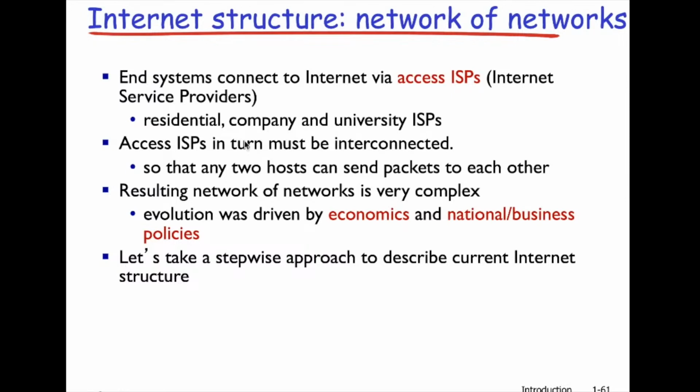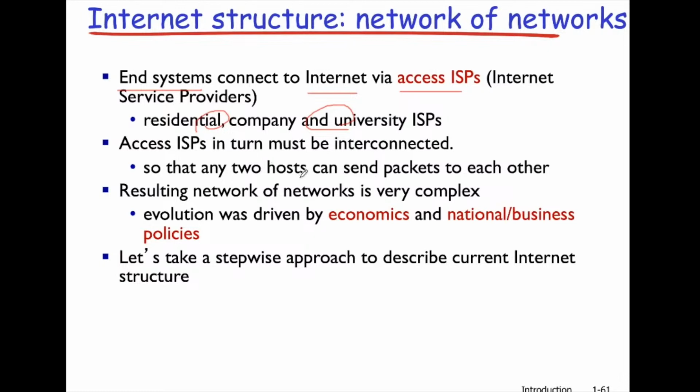Internet structure. It's a network of networks. Earlier we learned we have end systems at the edge of the internet. They're connected to the core through the access networks, which are part of these access ISPs. Now, some of these ISPs serve home users more. They're called the residential ISPs. Others serve companies and universities. They are more often called institutional ISPs.